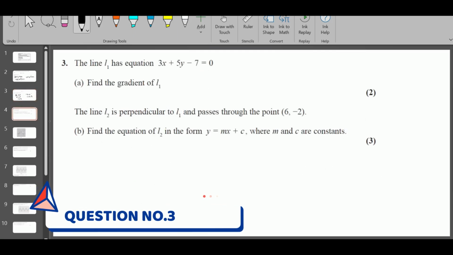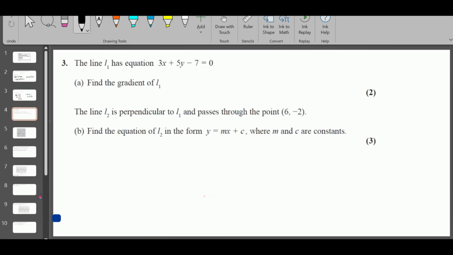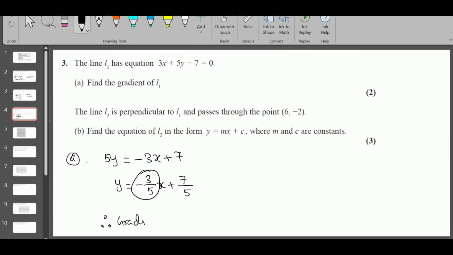Question number 3. The line L1 has this equation. Find the gradient. That's one easy one. Make y the subject. So, 5y is equal to minus 3x plus 7. y is minus 3 over 5 x plus 7 over 5. The coefficient of x is the slope. Therefore, gradient is equal to minus 3 over 5.